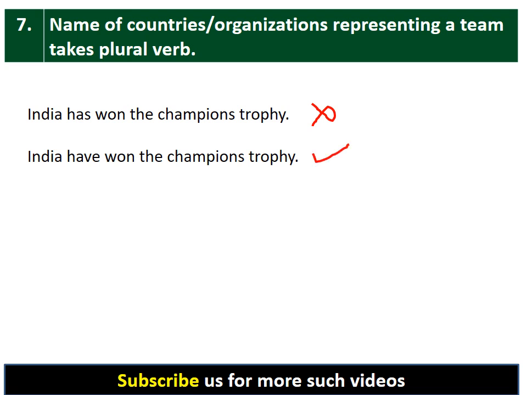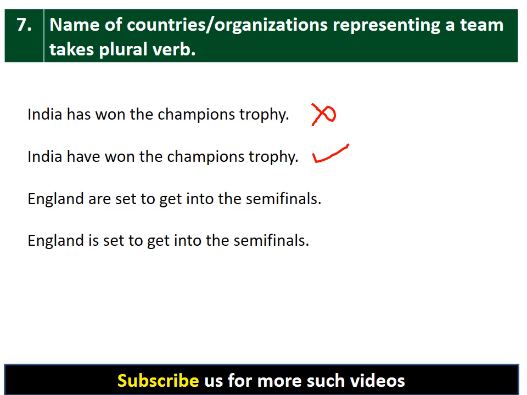Though you should remember the word team itself is considered singular always, when the name of a nation, when the name of a country is referring to a team, then you should use plural verb with it. We have a second example here, so of course you can understand the correct answer here is going to be first. Second one is incorrect.